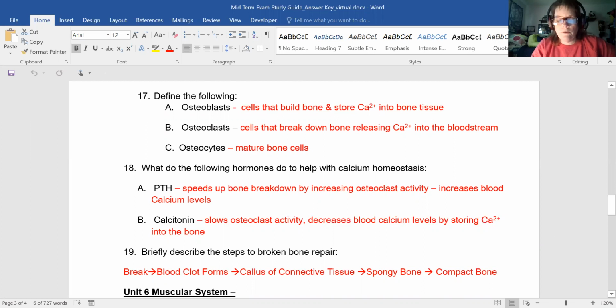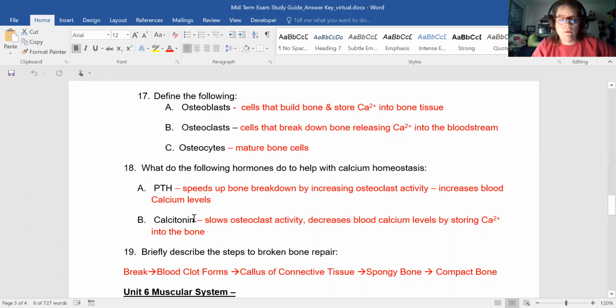All right, so if you remember, there's two hormones that are going to regulate calcium homeostasis. PTH, which is the abbreviation for parathyroid hormone, speeds up bone breakdown by increasing the osteoclast activity. And this is when your blood calcium levels get lower out of the normal range, and it's just going to put a little extra calcium in the bloodstream by breaking some of the bone down.